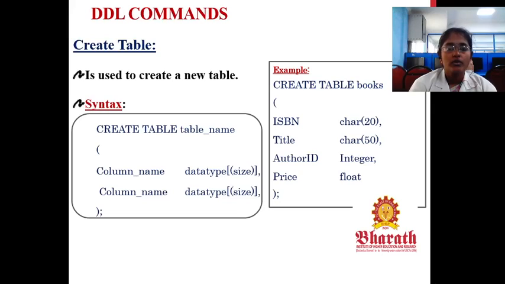Okay, so why we need to create a table means we have to arrange the data, every individual entity, in a structured manner. So for that we'll be using this create table syntax. Here it is used to create a new table. The syntax for creating a new table is create table is the keyword, then the user's desired table name, and within the open parenthesis, we have to give the column name and its data type.